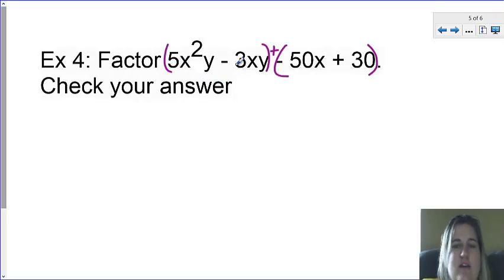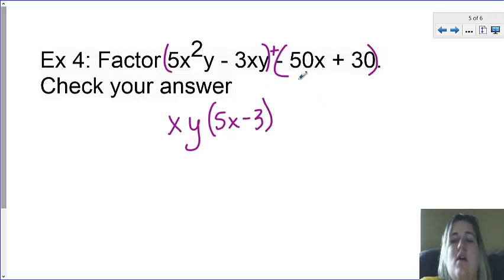5 and 3, nothing divides into those two evenly. I have x squared and x, I can take an x out. I have y and y, I can take a y out. So if I take xy out of the first, I get 5x minus, if I take xy out of the second one, I have 3. Then I have this negative and then a positive. I'm going to factor out the negative because I see that I have my negative here. And from 50 and 30, I can take out a 10, which leaves me with negative 50x divided by negative 10 gives me 5x. 30 divided by negative 10 gives me negative 3.